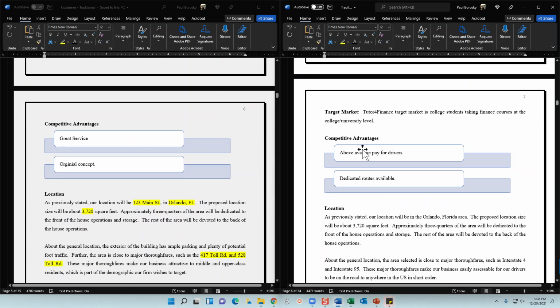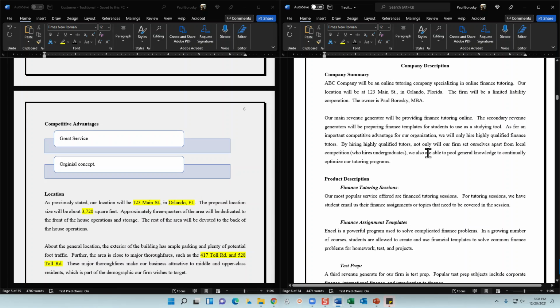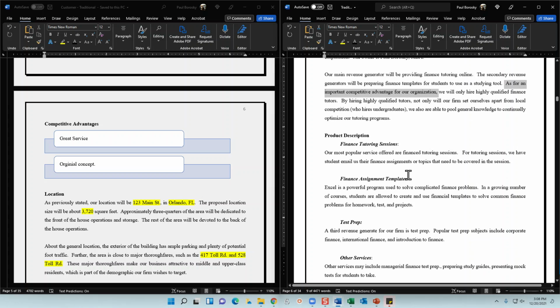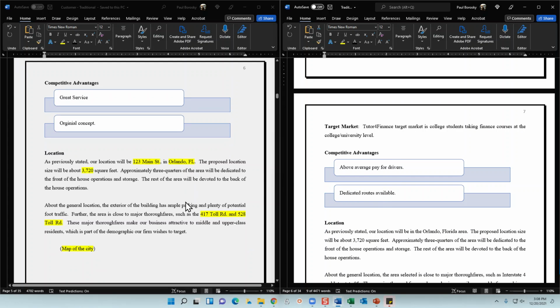Competitive advantages, I'm just going to use this chart right here. I'm going to talk about the competitive advantages, just maybe state a couple of them. Up here, under the company summary, I am going to drill down on one primary competitive advantage. I do state right here that as for an important competitive advantage, I'm going to really drill down 2 or 3 or 4 sentences as to what your competitive advantage is going to be in the marketplace, and then I'll further highlight it down here in the competitive advantage section.